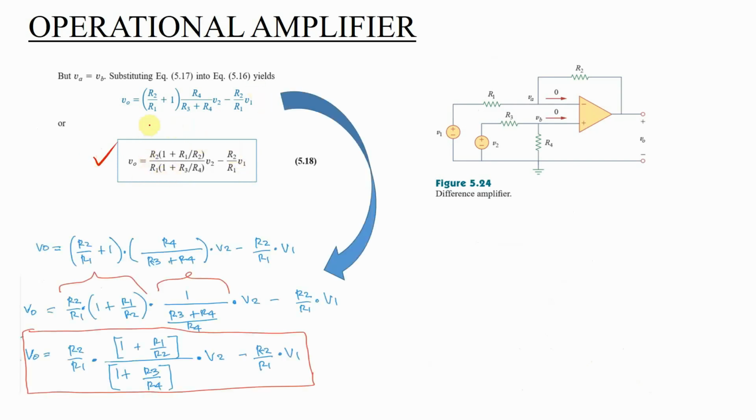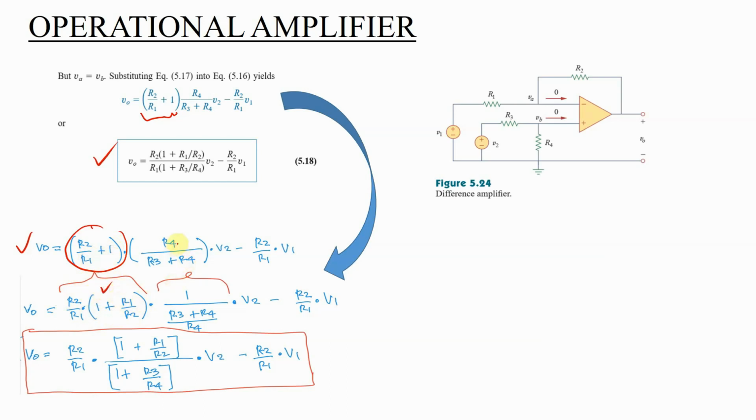From here you can see that this portion here is R2 over R1 plus 1, R4 over R3 plus R4 V2 minus. I can rewrite this part of the equation by putting R2 over R1 outside, and I will factor out 1 plus R1 over R2, right? It will cancel out each other and it will become 1 here. That's why this one is equivalent to this one.